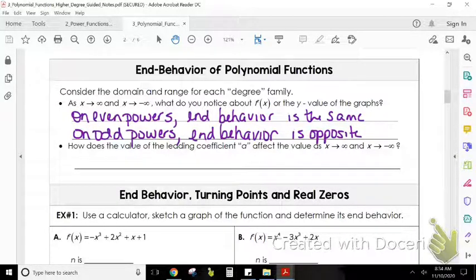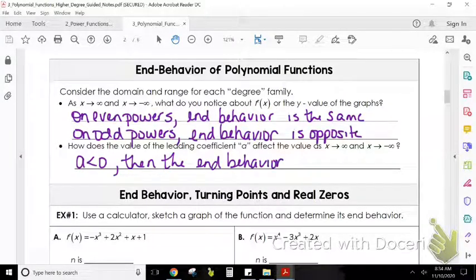How does the value of the leading coefficient a affect the values as x goes towards infinity or negative infinity? Well, if that a was negative, then the end behavior changed directions. So if a is less than 0, then the end behavior changed directions. Saying about that x squared, positive x squared was going up, negative x squared went down. It changed directions. And if you look at the odd ones, it did the same thing as well.